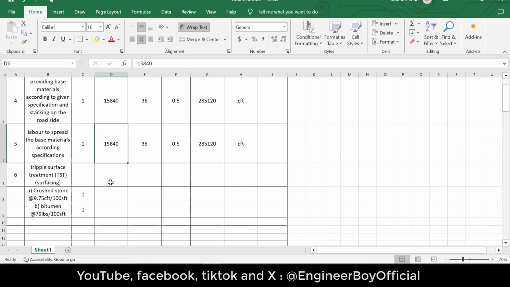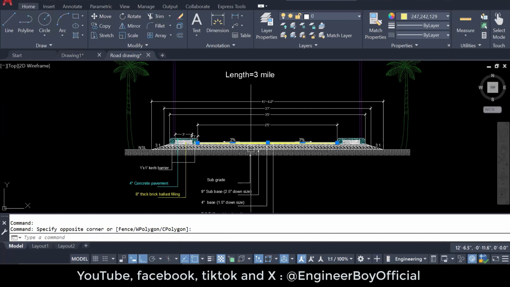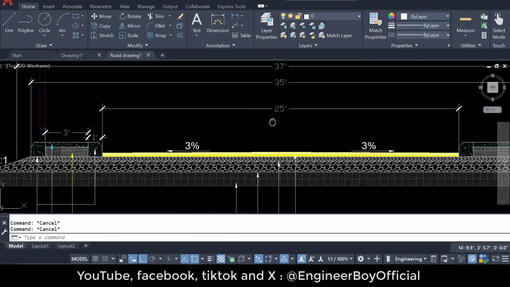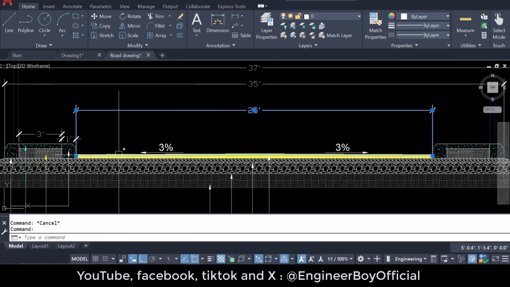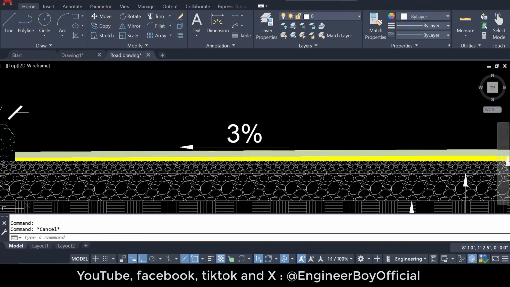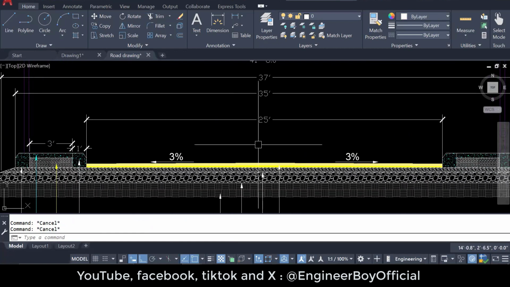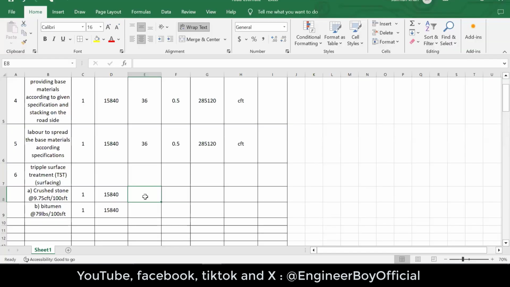Okay. Now the length is the same, okay? So I'm going to apply that length to each cell or maybe to each row. Next, we have the breadth. And as you can see, we have 25 feet as the width of this layer. You can see that, okay? It is just represented with the yellow line. And as you can see, we have 25 feet as the width. So let me just put 25 over here.